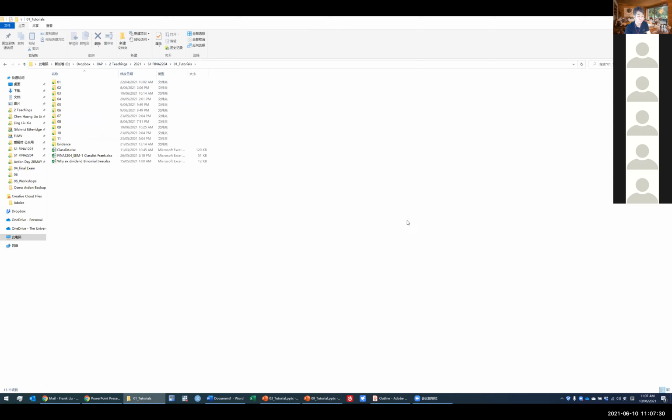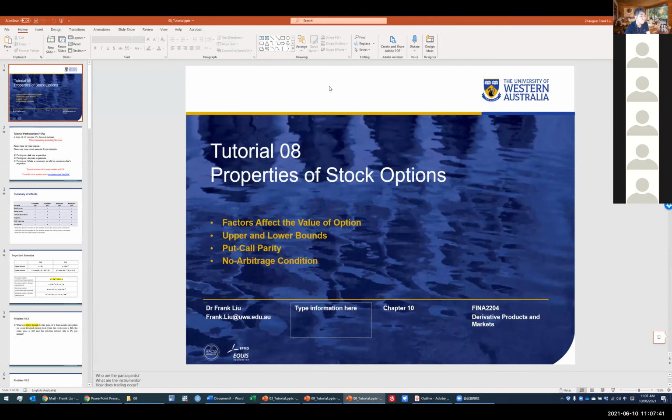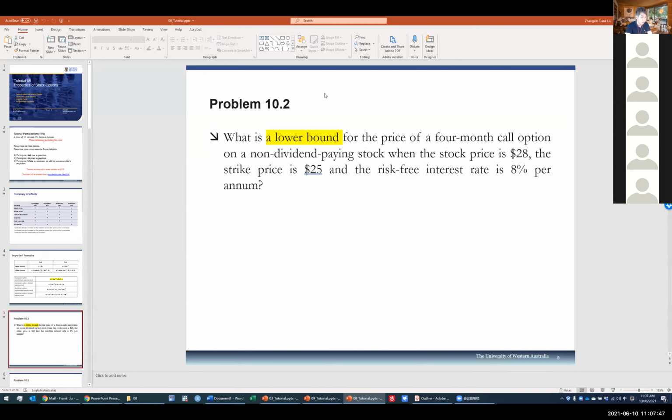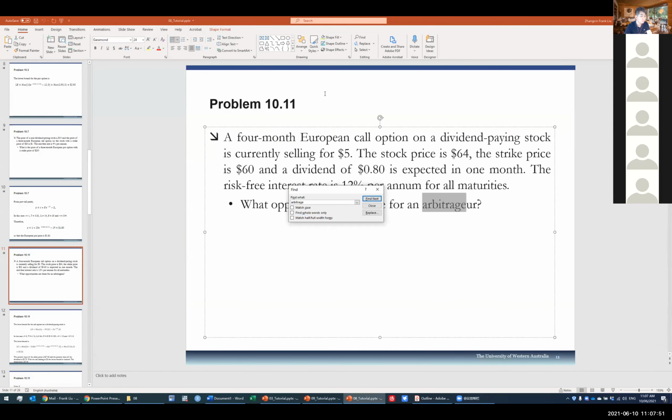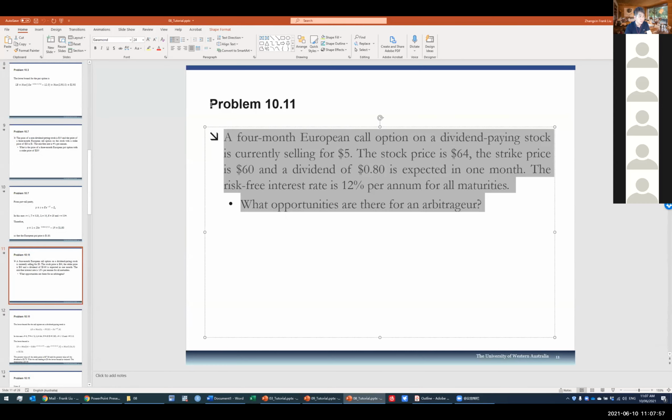Can you go through, I think one of the questions in tutorial A is about identifying the arbitrage strategy. Okay, let's take a look. Do you know what question number that is? It's 11 something. 10.11? Oh, yeah, 10.11. Okay.